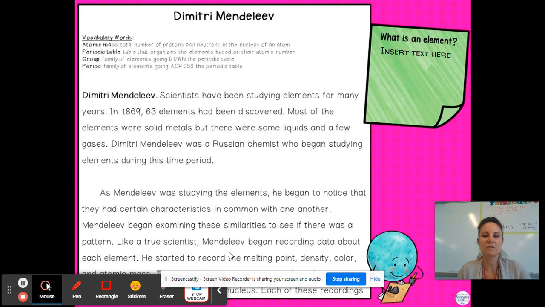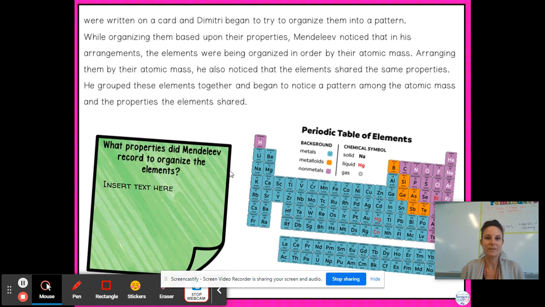Like a true scientist, Mendeleev began recording data about each element. He started to record the melting point, density, color, and atomic mass. The atomic mass, if you remember from your notes, is the total number of protons and neutrons in an element's nucleus. Each of these recordings was written on a card, and Dmitry began to organize them into a pattern.